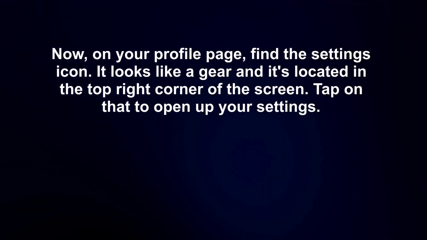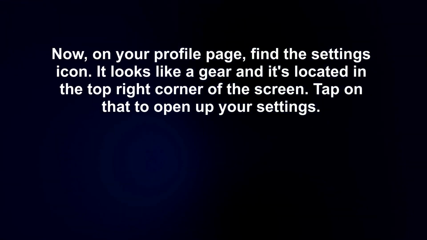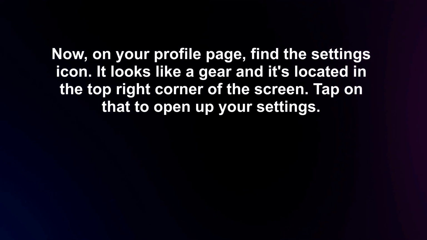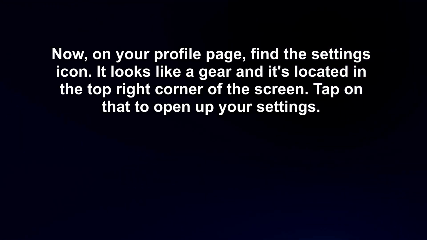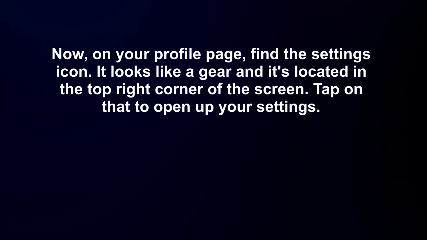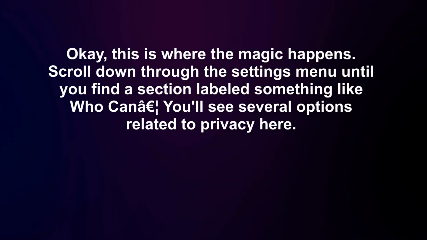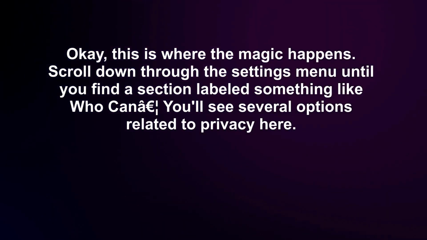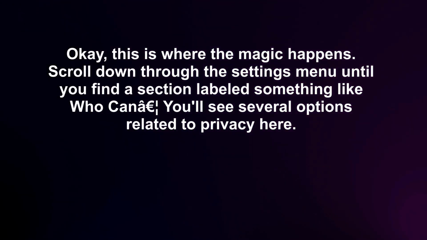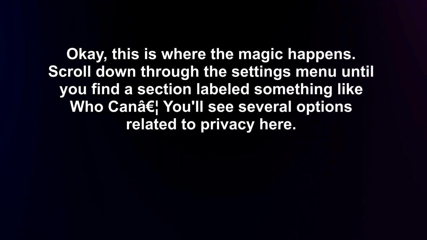Now, on your profile page, find the settings icon. It looks like a gear and it's located in the top right corner of the screen. Tap on that to open up your settings. Okay, this is where the magic happens. Scroll down through the settings menu until you find a section labeled something like Privacy.